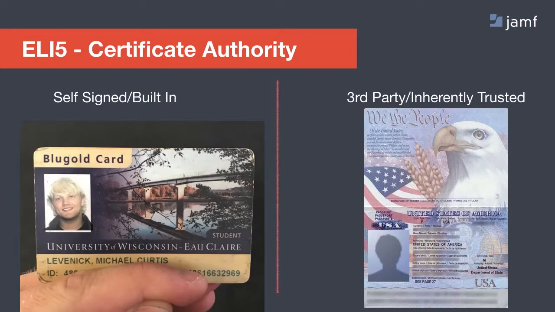So basically, a certificate authority is something that tells you who you can trust when it comes to websites. A passport is kind of the same as a third party or an inherently trusted certificate authority like GoDaddy, Comodo, Let's Encrypt, DigiCert, things like that. No matter where you go, everybody's going to trust and respect that passport.